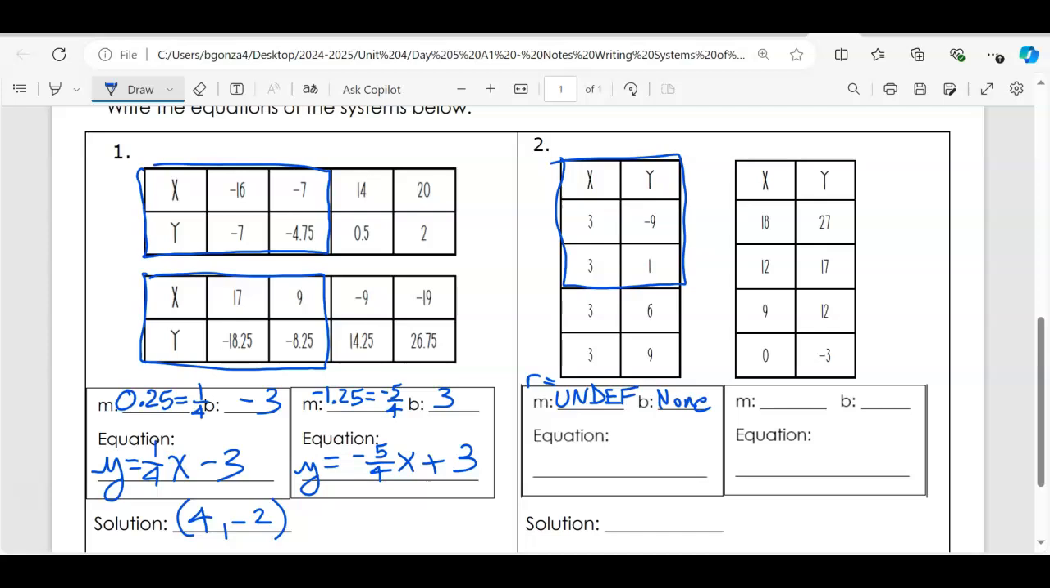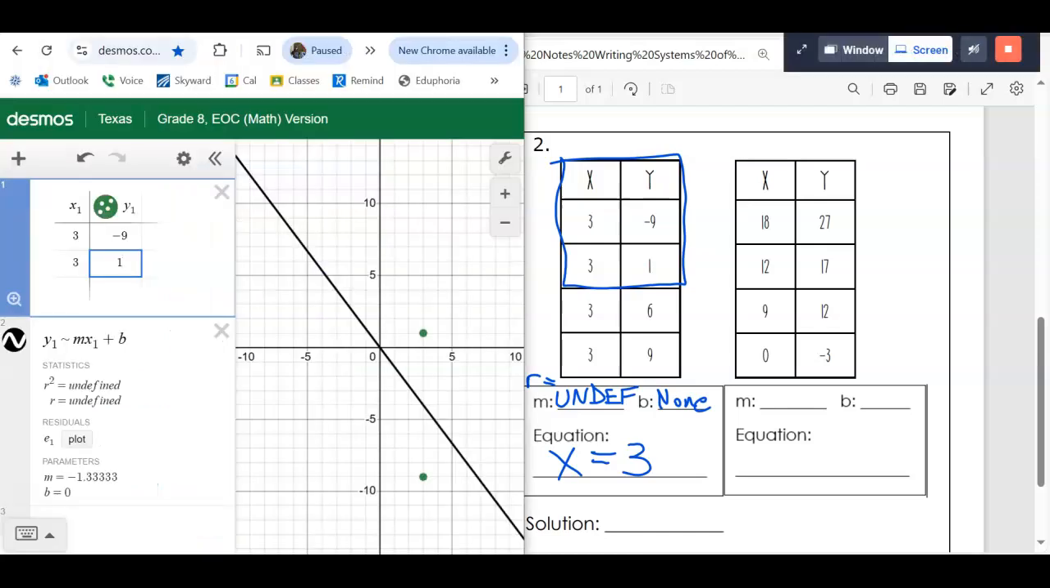So I'm telling you, when all the x's are the same, when it's undefined slope, when it's vertical, it has to be x equals the x value. So what does x equal? What is every x value here? 3. Okay? This is a special case when it's vertical, undefined, same x values. You have to write x equals a number. Okay, I've said it a couple times. That's it. Now, the other table, we should be able to get a good line out of.